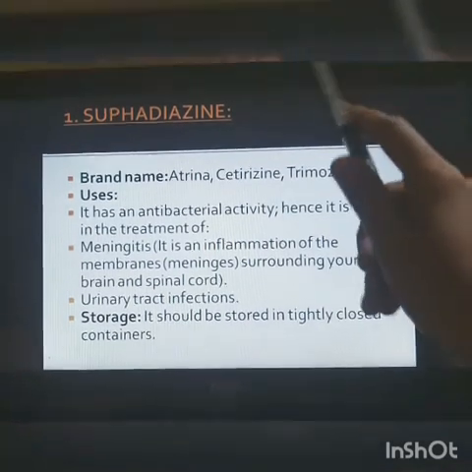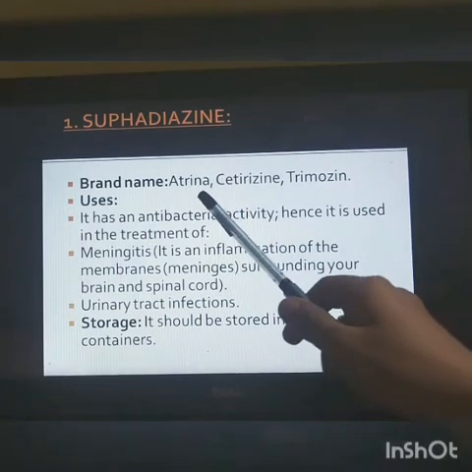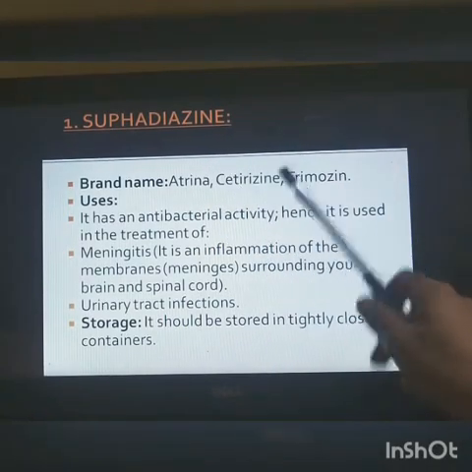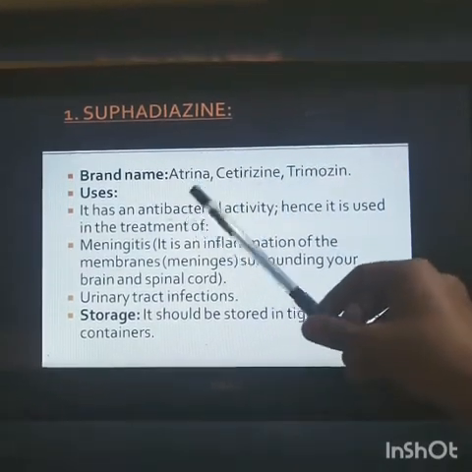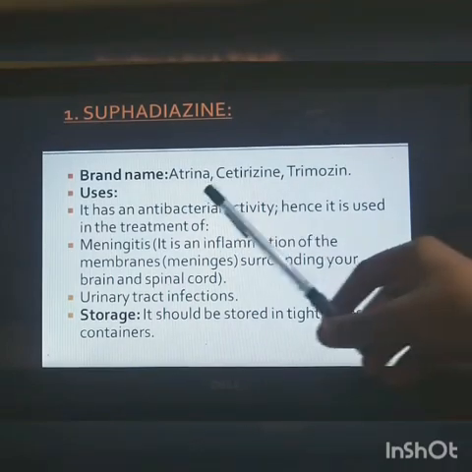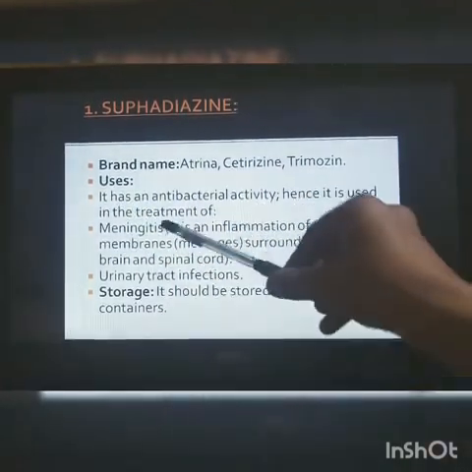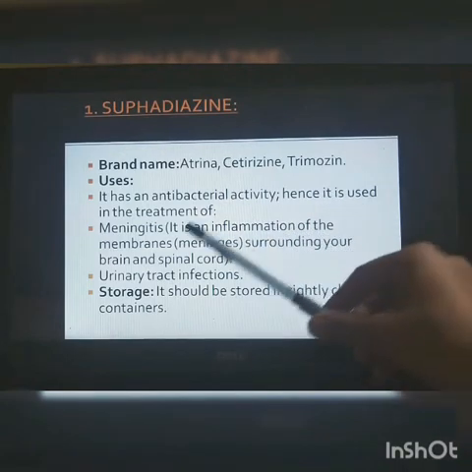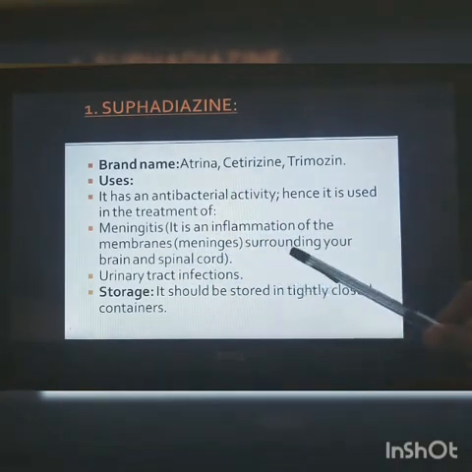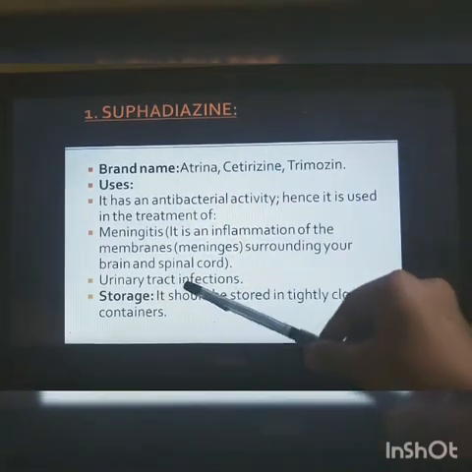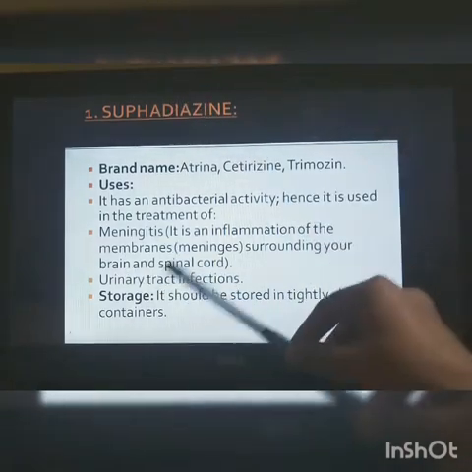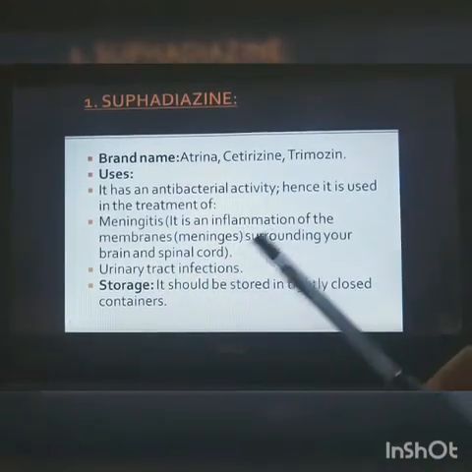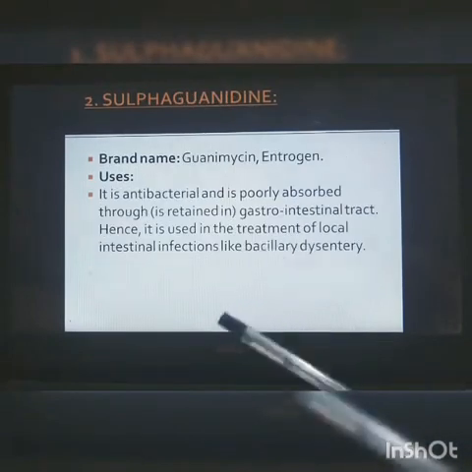First one is your sulfadiazine. Its brand names are Adiazine, Cetirizine or Trimozine. Uses: it has antibacterial activity, hence it is used in the treatment of meningitis. So what is meningitis? It is an inflammation of the membranes, the meninges, surrounding your brain and spinal cord. Next one is UTI infections. Storage: it should be stored in tightly closed containers.